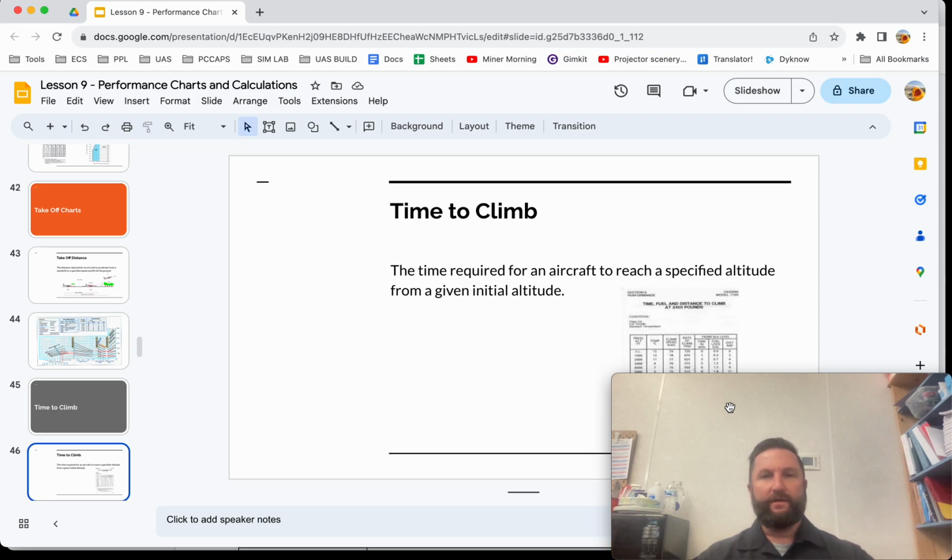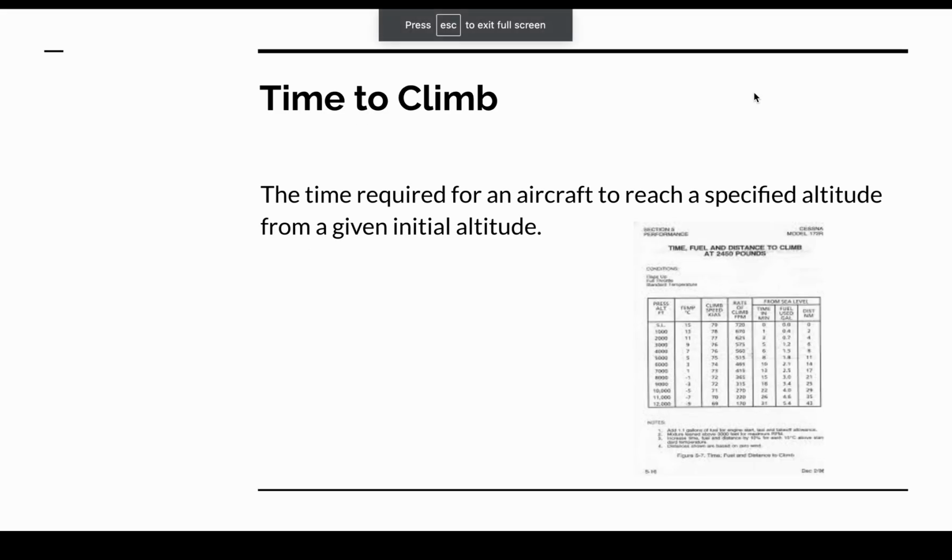However, we're not always going from sea level. What if we're climbing from 4,500 feet to 7,500 feet? Well, that's a difference of 3,000 feet, so we want to know the time to climb. We want to be able to use that chart. Pretty easy chart to use, actually.